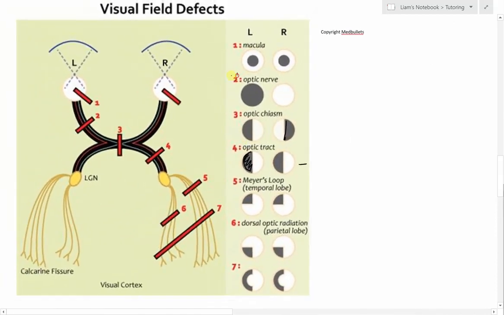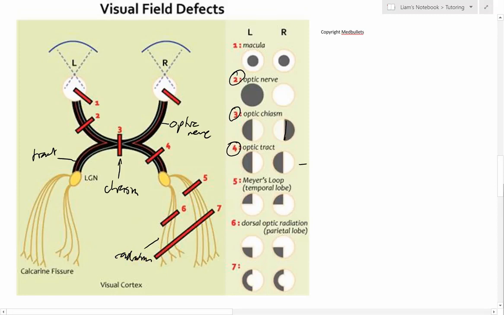I like to focus on 2, 3, and 4 in terms of these lesions here. So if you remember from the previous video, we were talking about the optic nerve, the partial decussation at the chiasm, and then following the chiasm we have the tract. And then down here we have the radiations. The optic radiations, optic chiasm, optic tract.